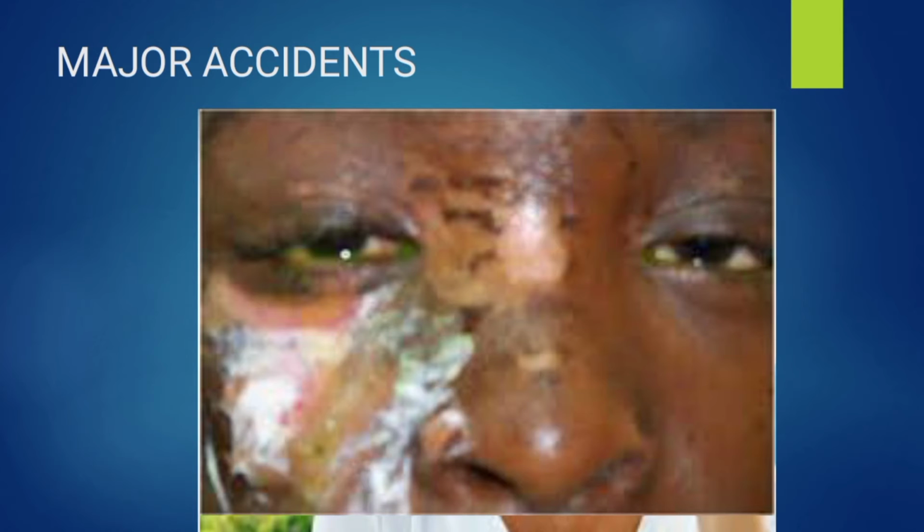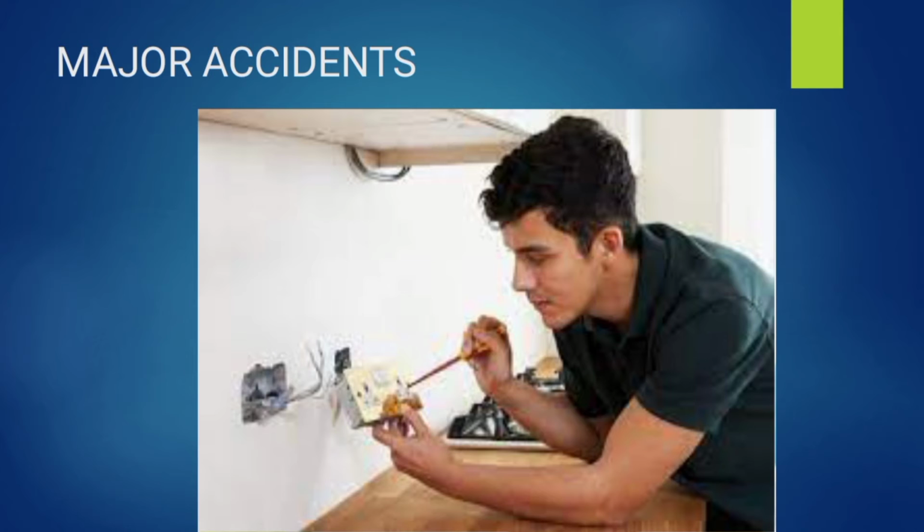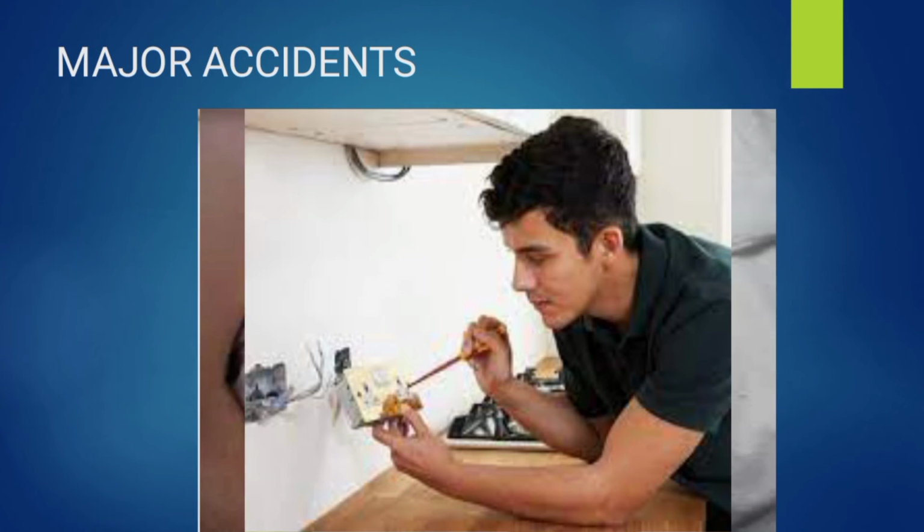You can see burn in the eyes. This is hot water or chemical that poured in the eyes. You can see how bad this situation looks like. We have unconsciousness, that is hypothermia. We have inhalation of gas, leaking gas, or it's not off completely and it's leaking. We have electric shock, injury from an electric shock, as you can see in this image.